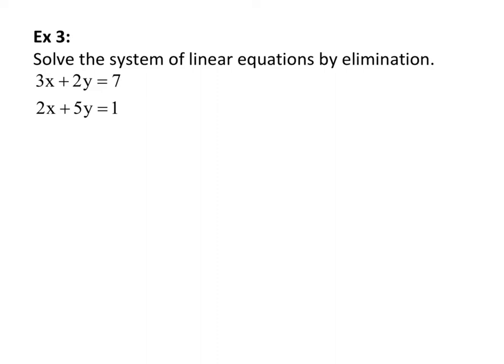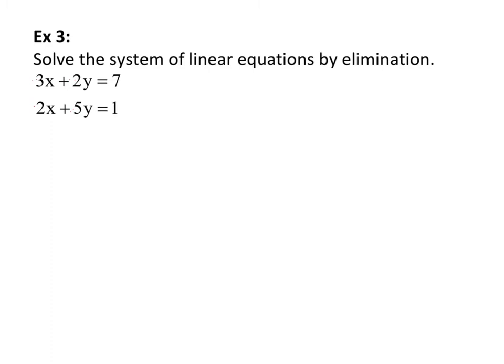Here, let's see, I have each equation in standard form. Is there anything I can multiply 3 by to get 2? No. 2 by to get 3? No. Anything I can multiply 2 by to get 5? No. Anything I can multiply 5 by to get 2? No. So one easy approach would be to multiply the coefficients by each other.